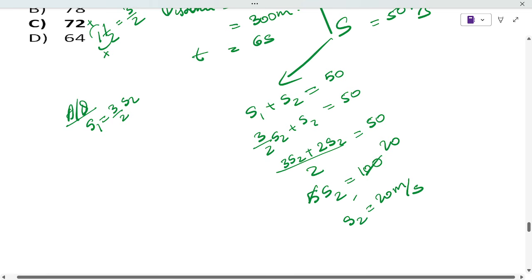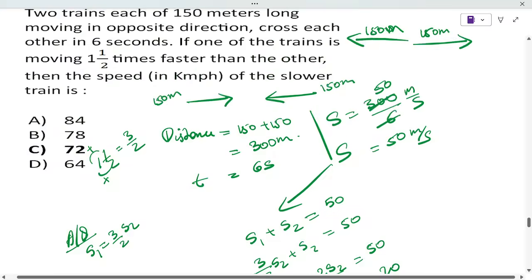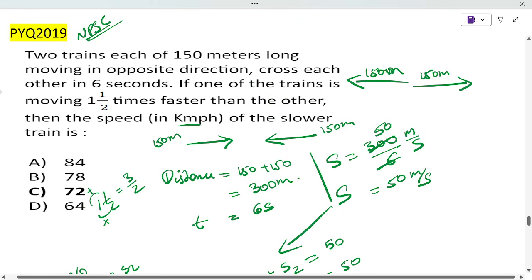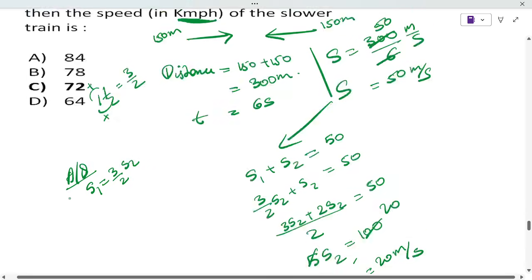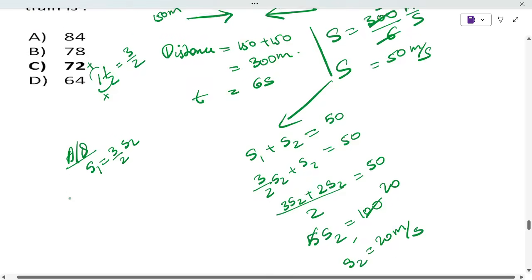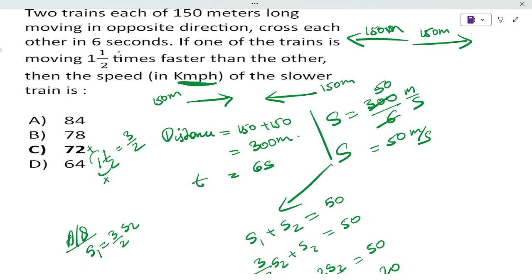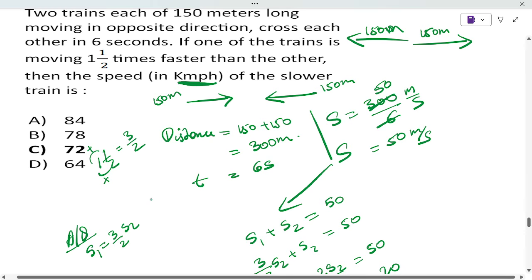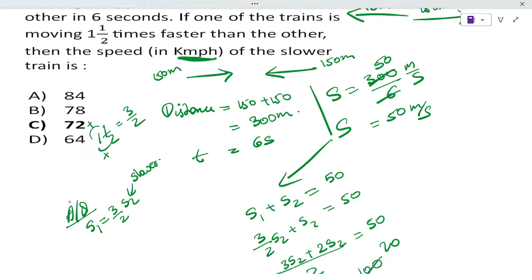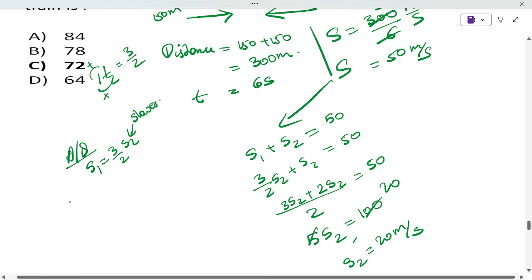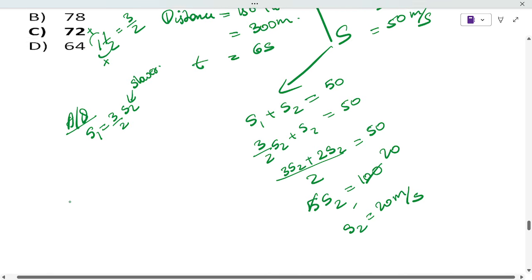But that's not the answer again, because they are asking us to find it in terms of kilometers per hour. The question asks: if one of the trains is moving 1/2 times faster than the other, then the speed in kilometers per hour of the slower train. The slower train means this is the slower train. 3 by 2 times the slower train is equal to the first train.